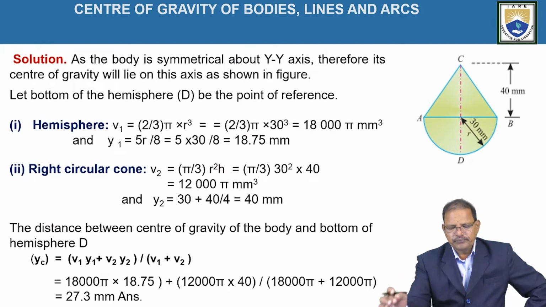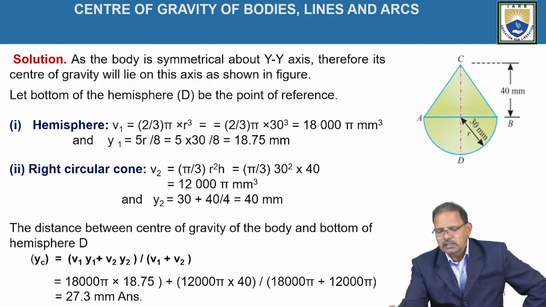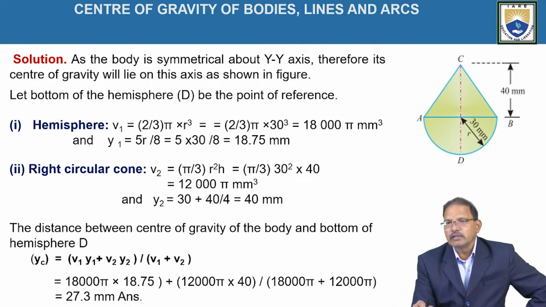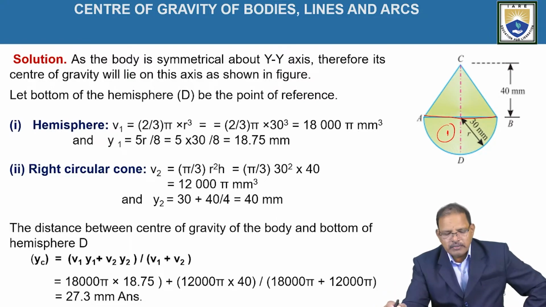That means the given data is now, here it is given. The hemisphere is given having the radius equal to 30 mm. Again, a right circular cone with the same diameter is kept over it. So we have to determine the center of gravity of this composite figure. Let the hemisphere be treated as object 1 and 2 represent the right circular cone. Since the object is symmetrical about the vertical line, this vertical line is treated as the y-axis.